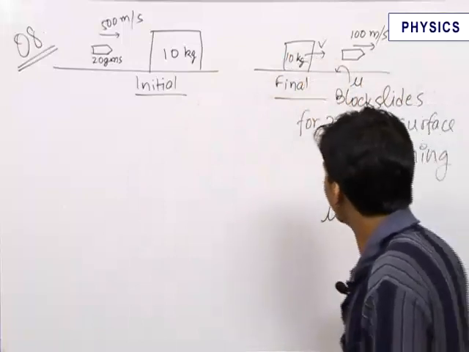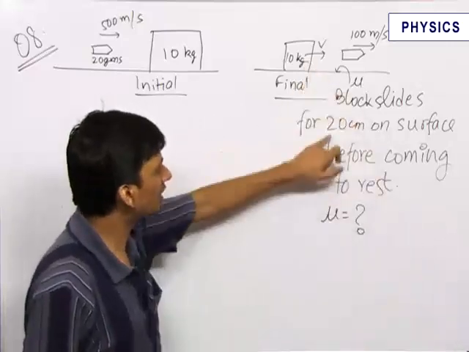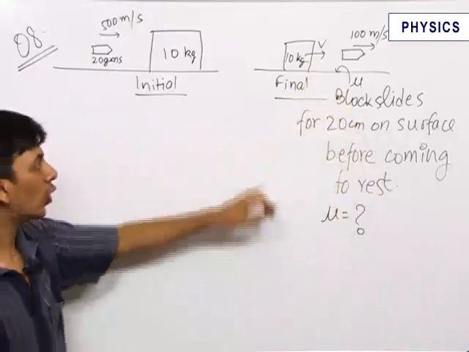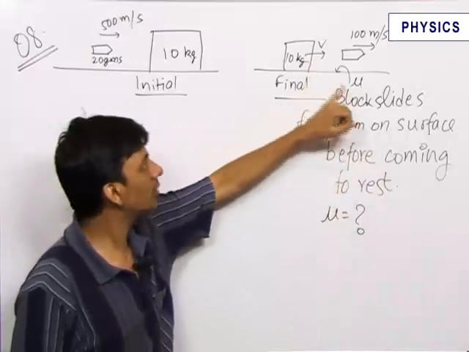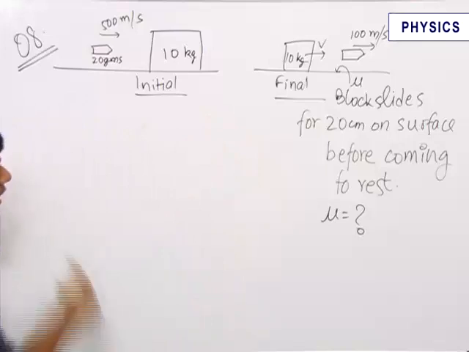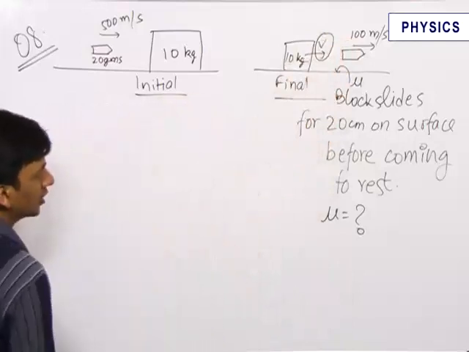100 meters per second. After this collision, this block stops after traveling 20 centimeters on the surface. We need to find out the coefficient of friction between this block and the surface. So first of all, let us find out what this velocity of the block is after the collision.